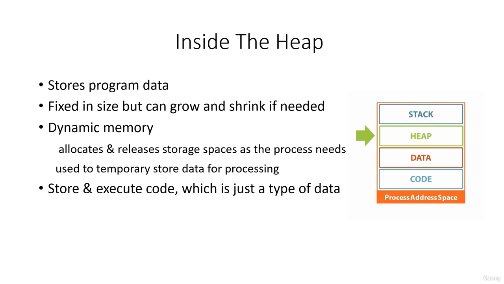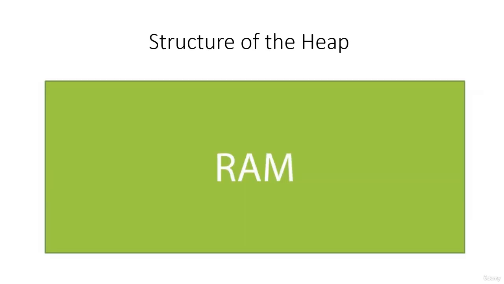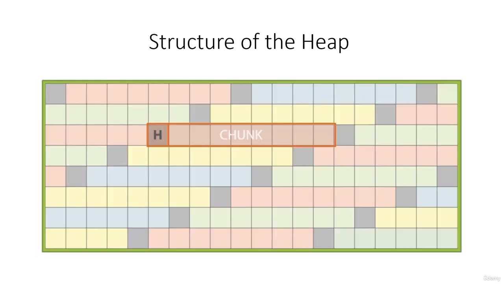Because of this, the heap is often called dynamic memory because of its ability to allocate and release blocks of memory on demand as a process requires. The name heap implies this area of memory contains a collection of things piled on top of each other, such as a heap of laundry on your bedroom floor. So the heap is an area of memory used to temporarily store data while a program is running.